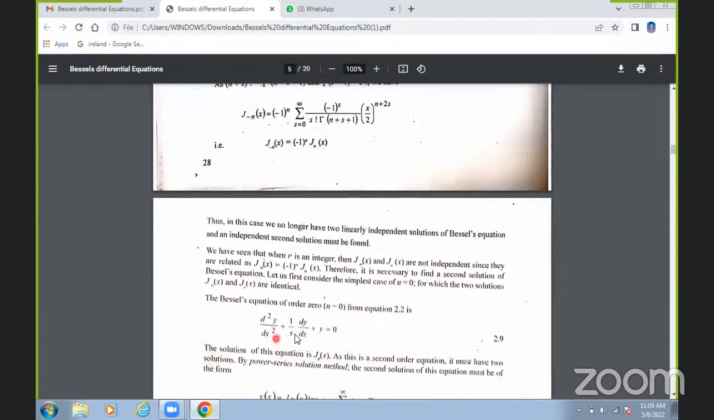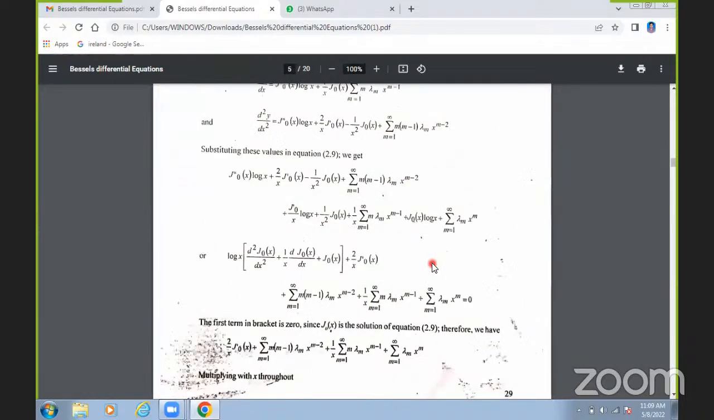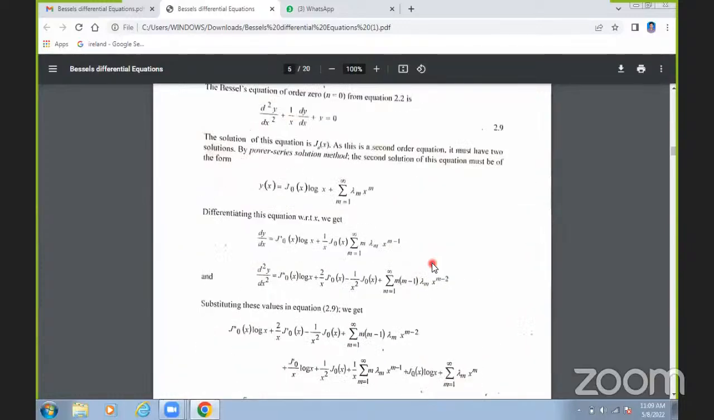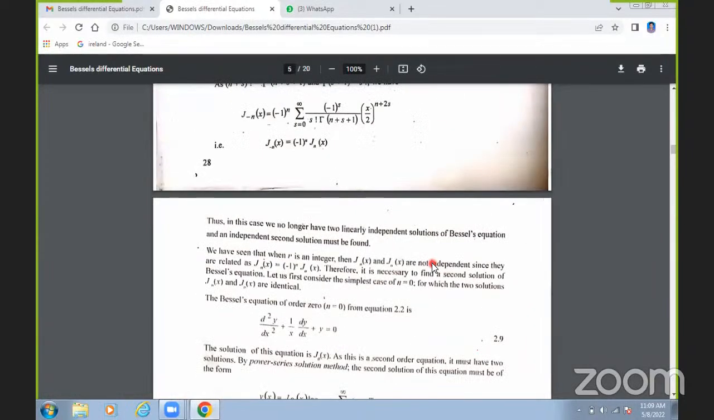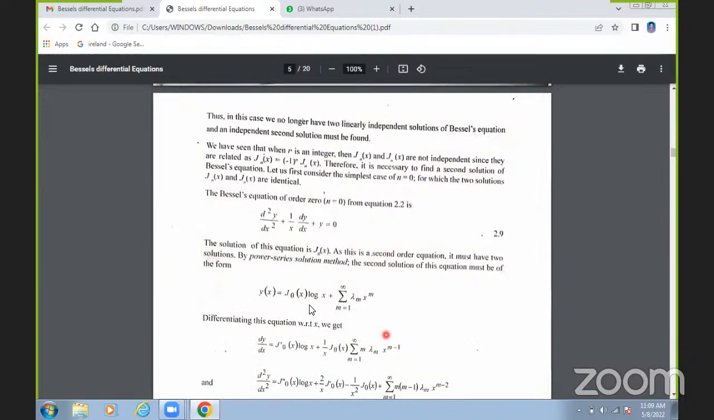d square y by dx square plus 1 by x dy by dx plus (1 minus n square by x square) y is equal to 0, the Bessel equation of order n. So initially we have this. There is another method; just go through this one, which is similar to this one. Whichever solution we have got, Jn of x, we can get with the help of the power series solution. So this is the power series solution.